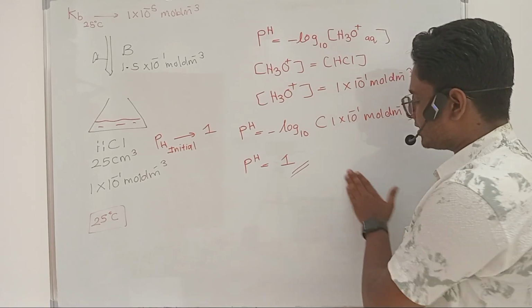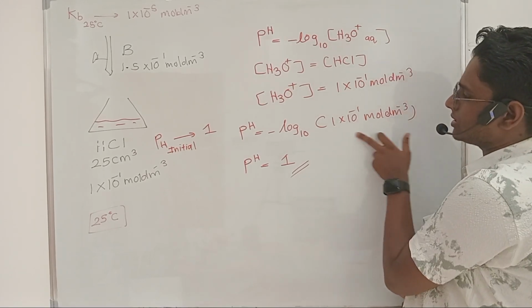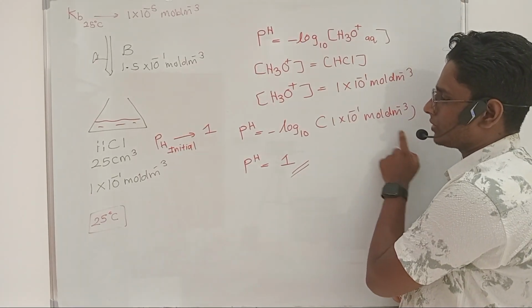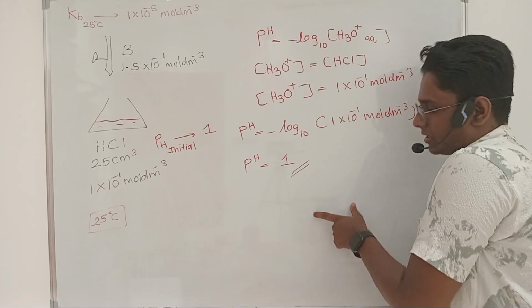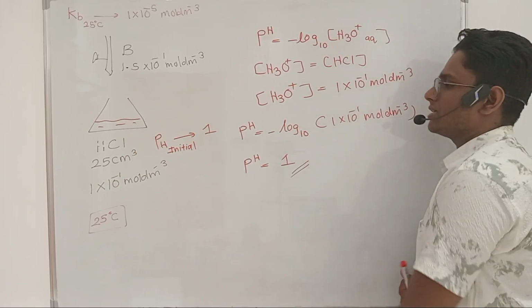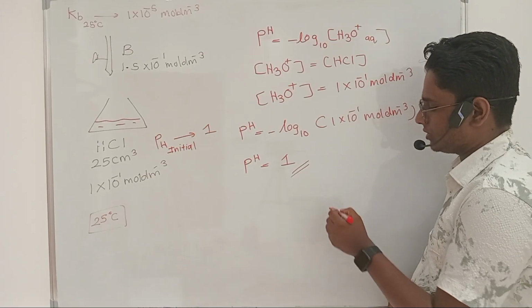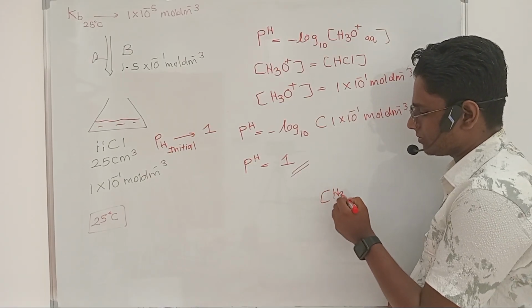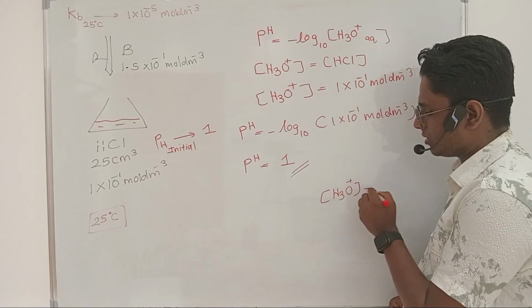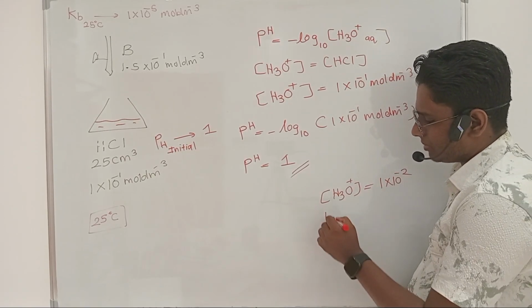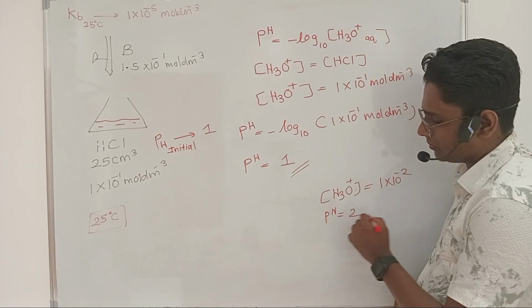First of all, you have to write the concentration of H3O plus. When writing the concentration of H3O plus, first you have to write it in the scientific form. For example, let's assume that the concentration of H3O plus is 1 into 10 to the power minus 2 mole dm minus 3. Then pH will be 2.